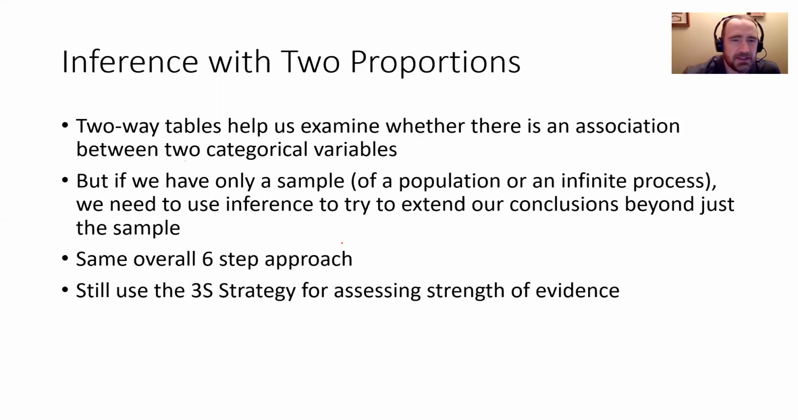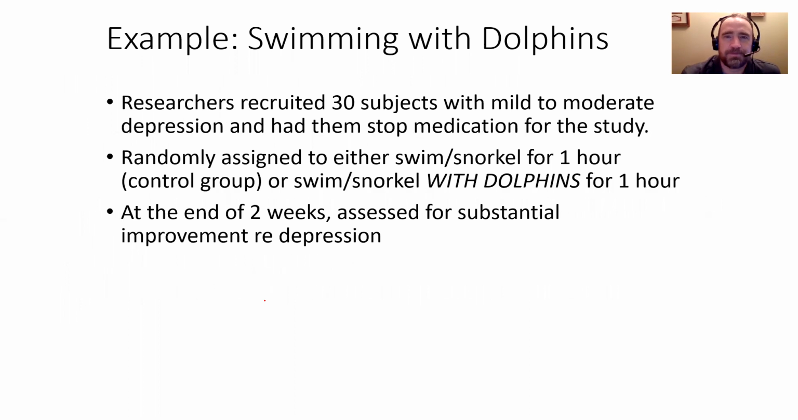We're still going to use that same overall 6-step approach. And specifically, if we're going to do a simulation-based approach, we're still going to use the 3S strategy to assess strength of evidence. There'll be a few differences because of the different scenario, but we'll find out that a lot of things turn out to be similar to what we did before when we took a simulation-based approach with the 3S strategy. So here's the example we'd like to talk about: swimming with dolphins.